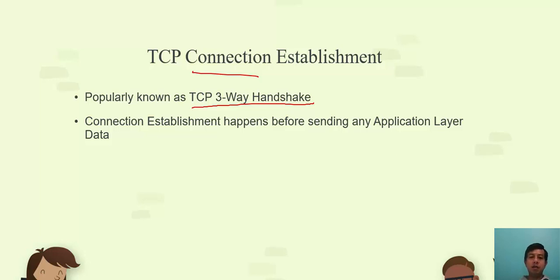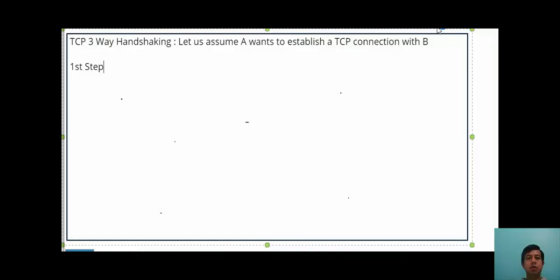Now let's see this connection establishment phase, how it is performed. So let us discuss the process. Let's see how the TCP handshaking takes place, how the TCP connection is established. Let's assume that machine A wants to establish a TCP connection with B. That means A wants to send certain data to B. So before sending the data, it will first establish the TCP connection using the TCP three-way handshaking. So let's see the first step. What is the very first step of the TCP handshaking phase?